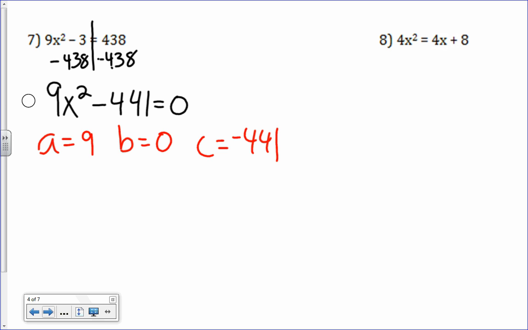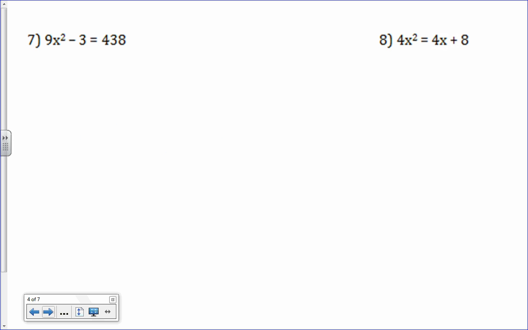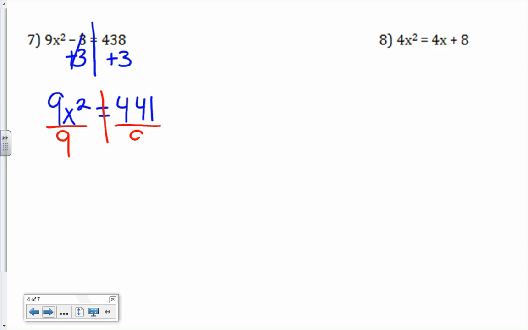All right? I would rather solve this one by taking the square root, because all I have is an x squared. So what I can do is isolate this x squared and then take the square root of both sides. In order to do that, I start by adding 3 on both sides. So I should get 9x squared is equal to 441. Next, I would want to get rid of the 9, so I would divide both sides by 9, which would give me x squared equals 49.